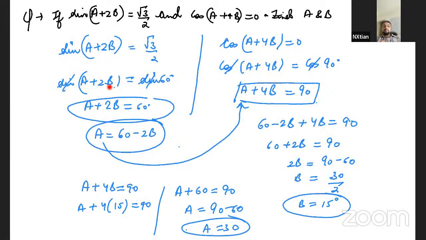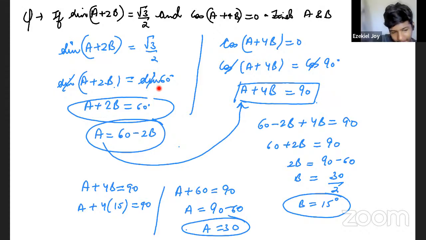What is the meaning behind a plus 2b is equal to 60? I wrote like this. How did you cut the sine, sir? You have to check in the table. The table, you have to remember it, or you can make it in your copy again and again like this. Then only you will get these values.